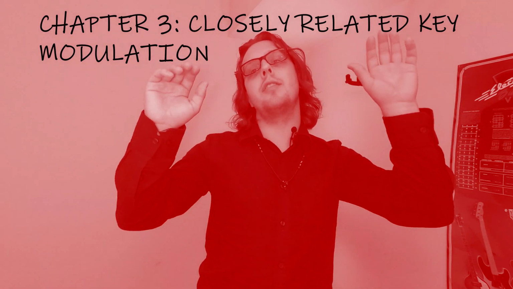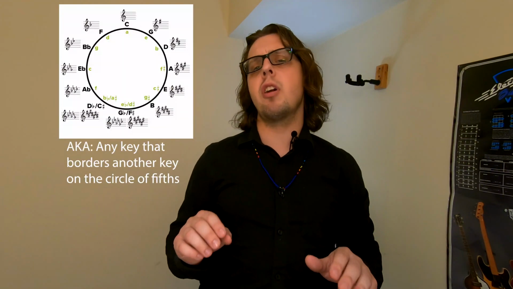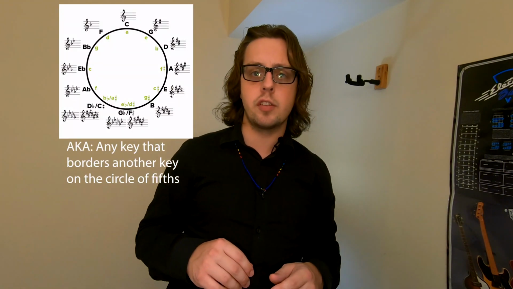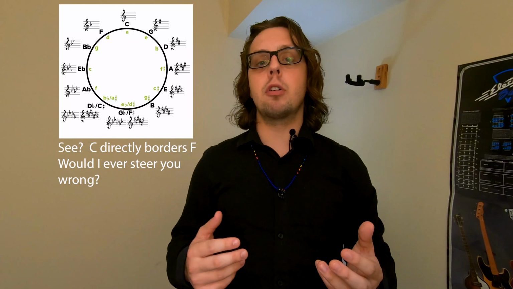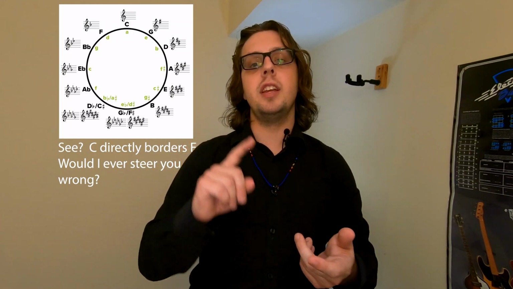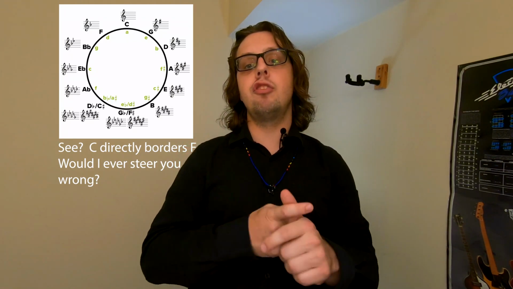Closely related key modulation. Sometimes you want to give the listener a taste of another key, but you don't want to jump too far because you don't want it to sound too foreign. That's when closely related key modulation comes in. Closely related keys are any keys that share 6 of the same diatonic notes. For example, C and F are closely related keys as they share C, D, E, F, G, and A.